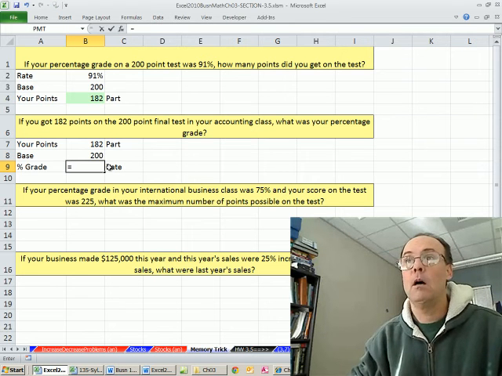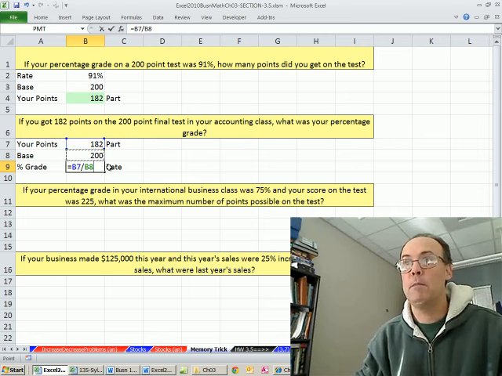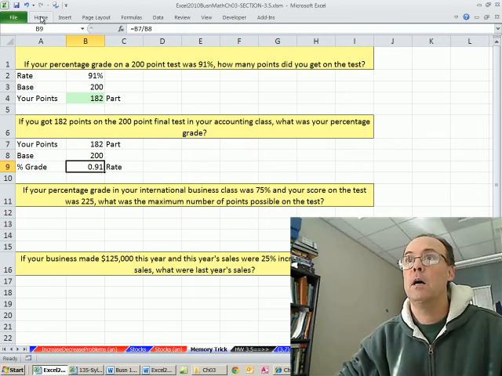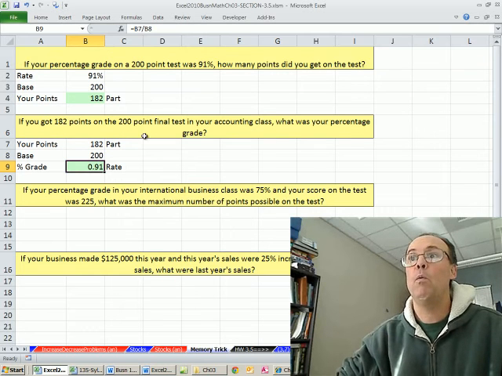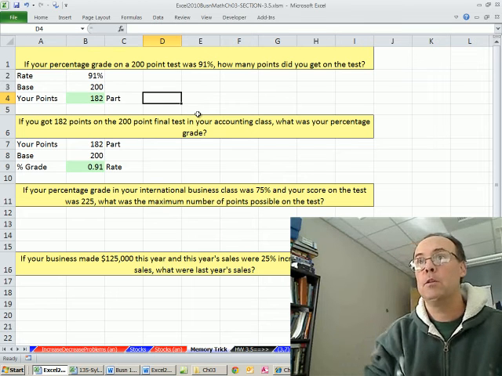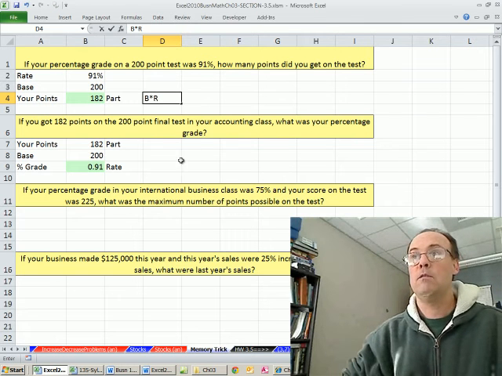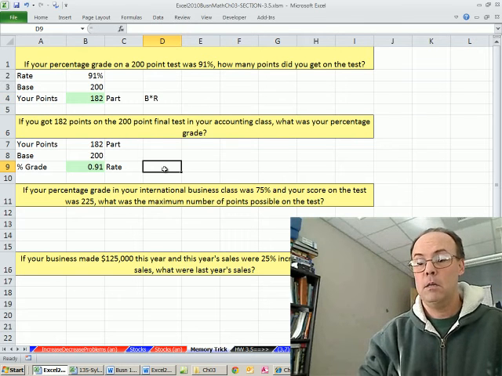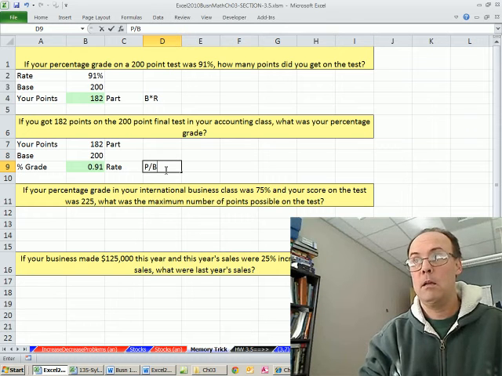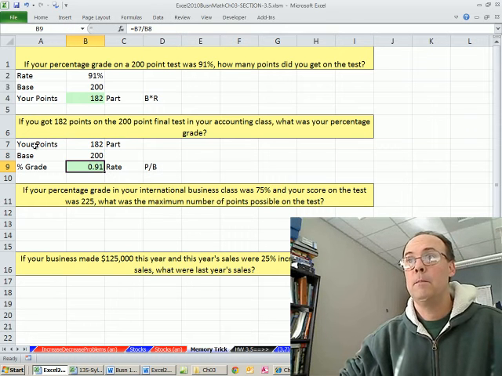So the part divided by the base. So we used our memorization trick to figure out what the formula is, right? So here we did, I'm just going to do base times rate. That was our formula here. We did part divided by base. We can see that there.